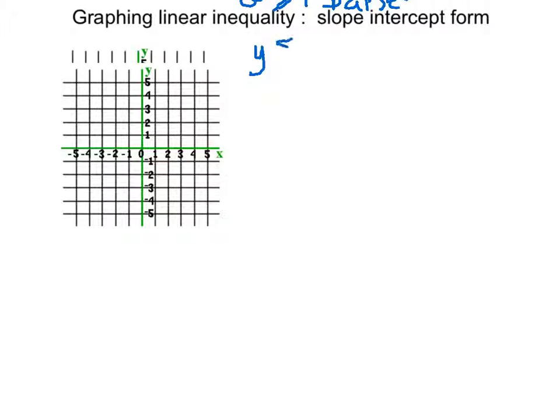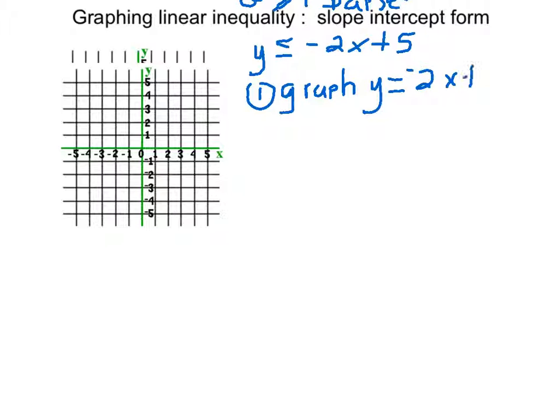So let's say we have y is less than or equal to negative 2x plus 5. Again, if you want to hit pause, now is a good time to do that. If not, stay tuned and work with me. So what we're going to do is graph the line first, negative 2x plus 5. And again, if you're not sure how to do that, go back and refresh yourself with a video from the past. So we're going to put our y-intercept here.